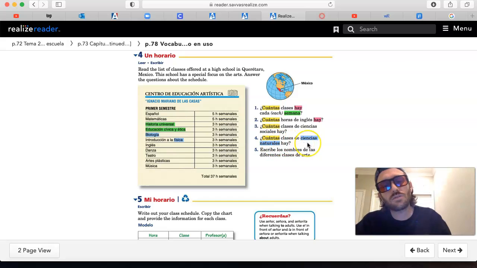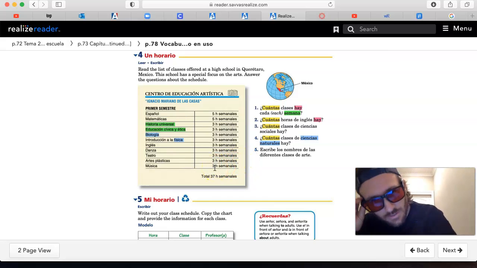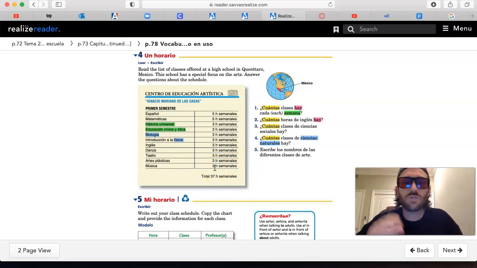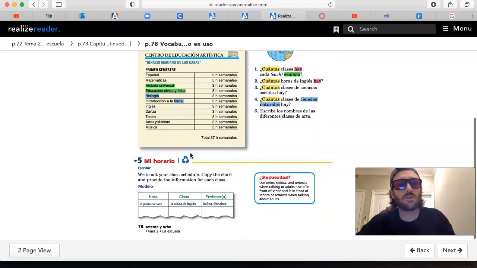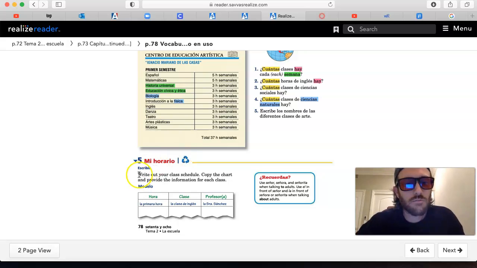Natural science classes does he have? And what are the names of the different art classes that he takes? So diagnosing the different classes that he has and the information about his class schedule. And then exercise 5, you're going to create your class schedule, right? The different periods you have, the classes you have during each period, using the vocabulary from 74 and 75, and then the names of your teachers that you have for each of your classes.